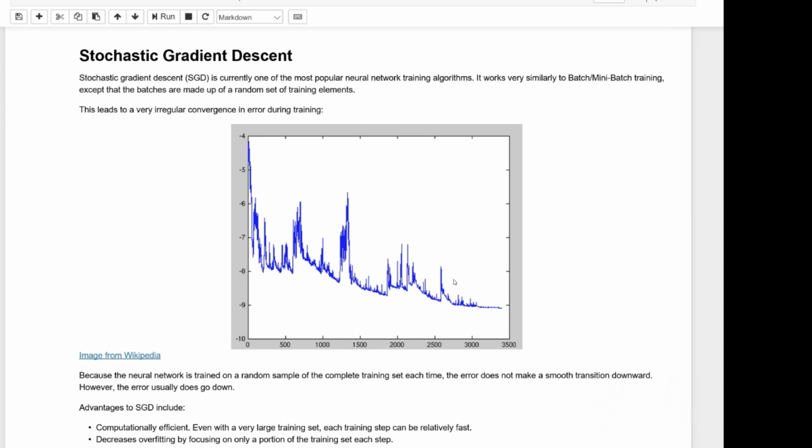And as you go through each of these one by one, the error will decrease. It'll go up sometimes. Sometimes you'll pick particularly bad sets of training data. Sometimes you'll pick particularly good sets. It just all pretty much depends. So stochastic gradient descent is often used alone or as part of another training. It's computationally efficient and it decreases overfitting by focusing only on a small number of relatively good weights.